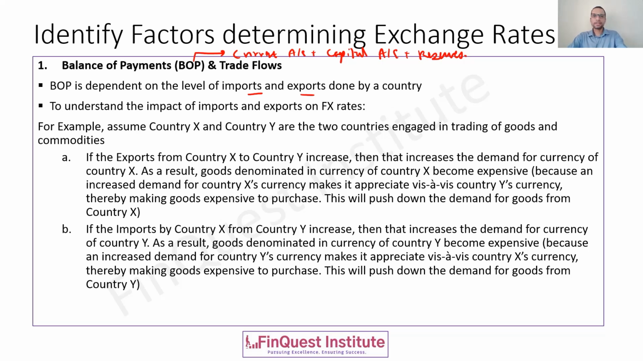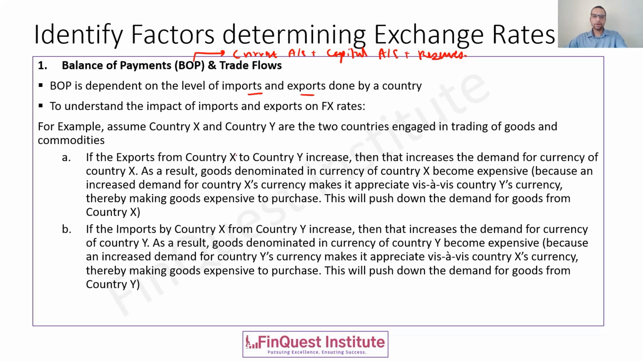Now, to understand how exactly this will have an impact on FX rates, because that's what we are interested in, isn't it? Since we are studying FX rates, this is something you should be able to understand. So let's take a simple example. Imagine country X and country Y. They are engaged in trading of goods and commodities. Now let's say exports from country X to country Y increase. So the people in country Y are consuming a lot of products produced by country X, and that's why the exports from country X are rising.